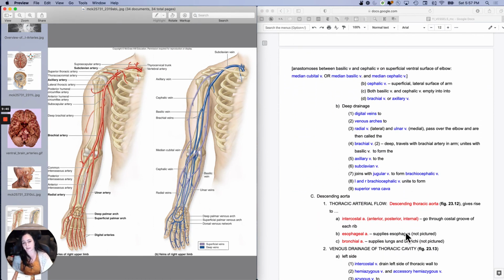When you're doing trace on that one, all that's important or hard is that you have to pay attention to whether they're asking you for superficial drainage or deep drainage.